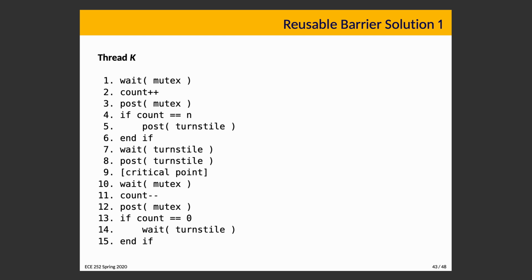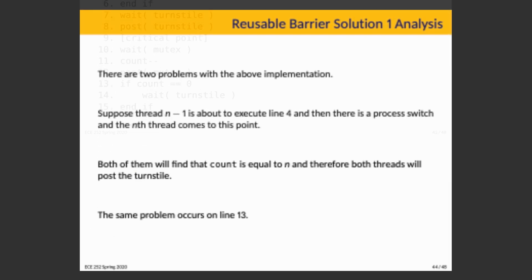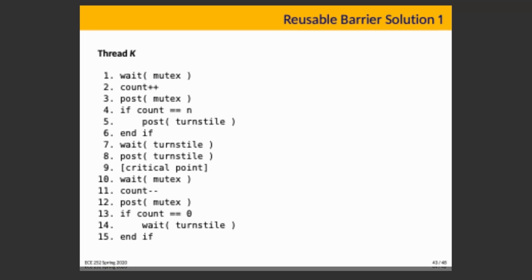Still, I haven't addressed the problem with reading of count outside of the critical sections. Now there's 2 of them, both here at line 4 and then again at line 13. If you wanted to see the problem with that, just imagine that thread n-1 is about to execute line 4, and there's a process switch, and the nth thread comes to this point. When they both continue, they both post on the turnstile.